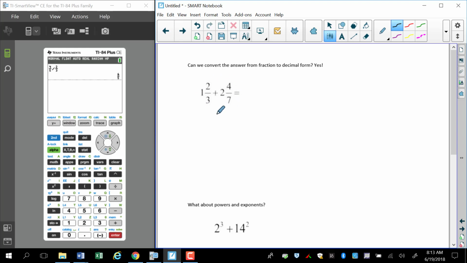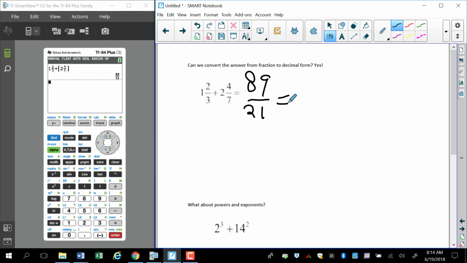This is 1 2/3 plus 2 4/7. These are mixed numbers. So if you have mixed numbers, instead of hitting option 1, fraction over decimals, you just hit option 2. If you look here, it should give it to you in that form, which I'm highlighting in blue here. If we select number 2, you get 1 2/3 plus 2 4/7, and you get the answer 89/21.